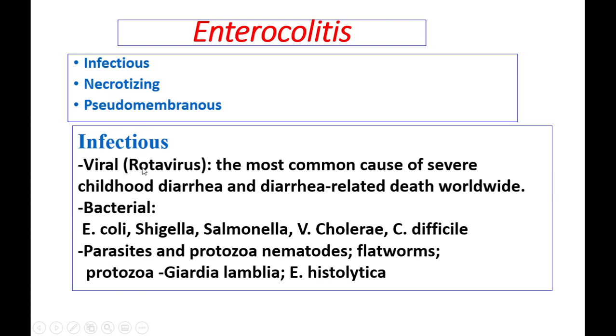The infectious type is most commonly caused by rotavirus, which is the most common cause of severe childhood diarrhea and diarrhea-related death worldwide. The bacterial causes of enterocolitis are related to E. coli, Shigella, Salmonella, Vibrio cholerae, and Clostridium difficile. Parasitic infestation includes protozoa, nematodes, flatworms, and protozoan infection, including Giardia lamblia and Entamoeba histolytica. So these are types of infectious enterocolitis: viral, bacterial, parasitic, and protozoan.